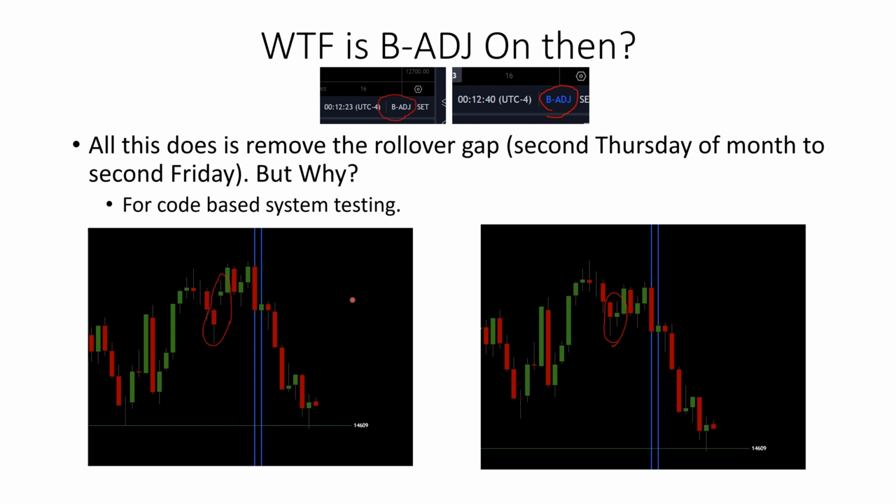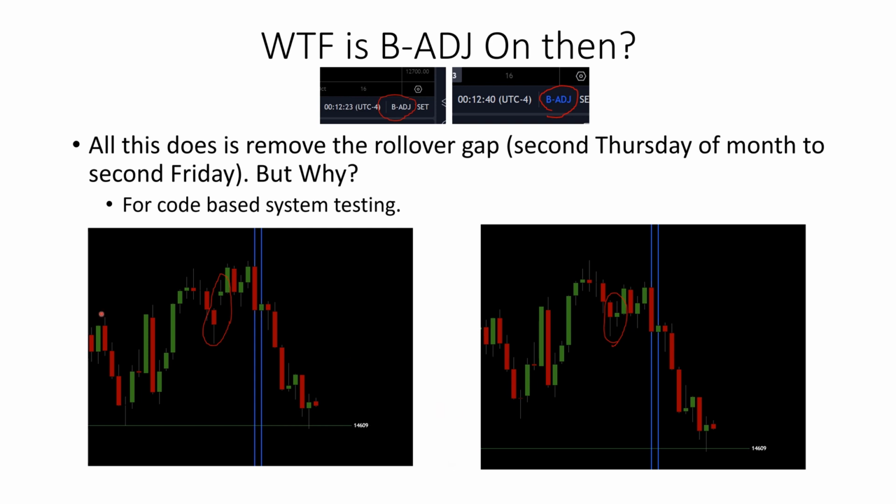Otherwise, turn it off. That is not indicative of true price action. You want to see those gaps, because leaving those gaps on is going to be the difference of a high being where it should and a low being where it should.